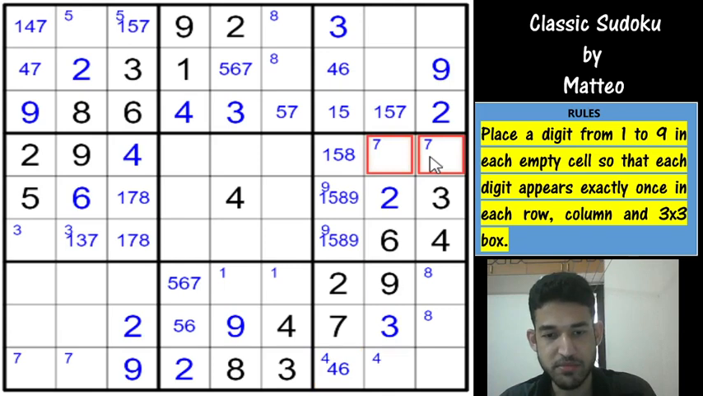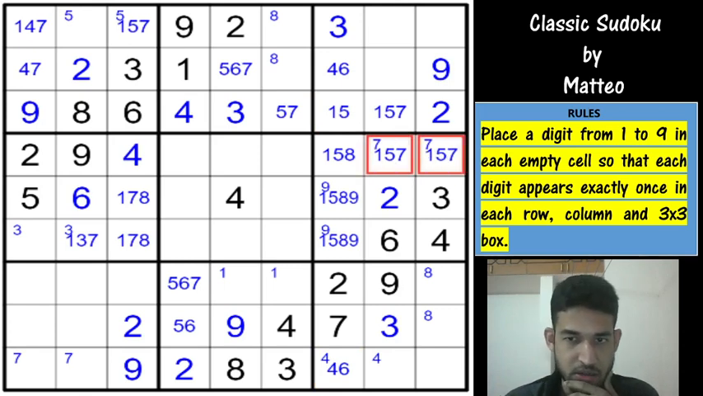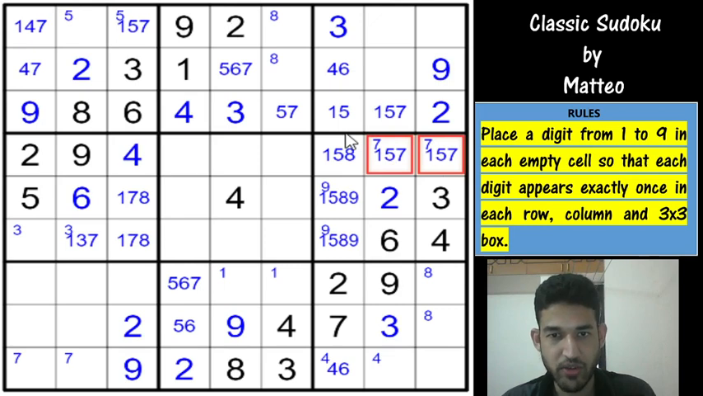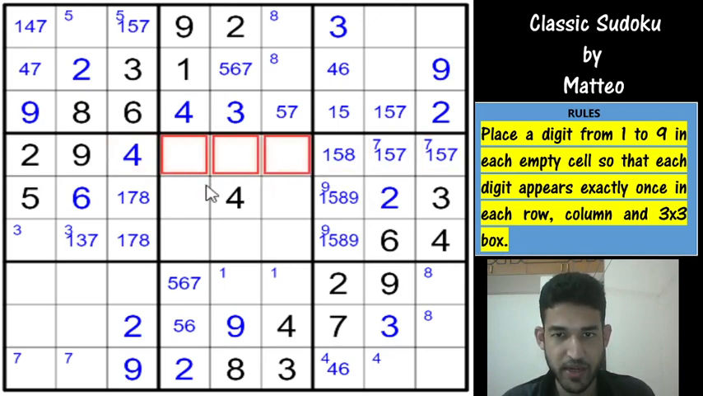So these two cells must be 1 5, right? So 1 or 5 has to go into these cells, which means that this will be 1 5 7 and this would be a 1 5 7. Let me remove the corner pencil mark, right? Do we need that? Okay, let it be there. Maybe it will help us in removing some candidates from here.